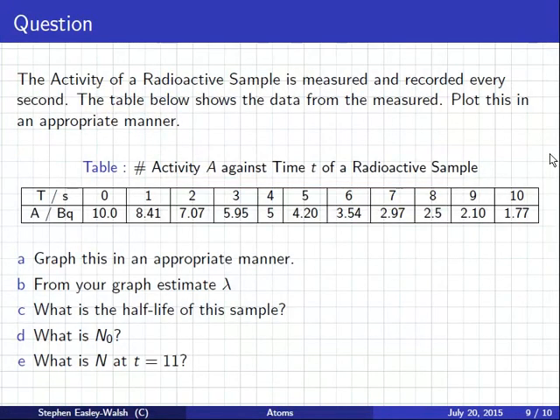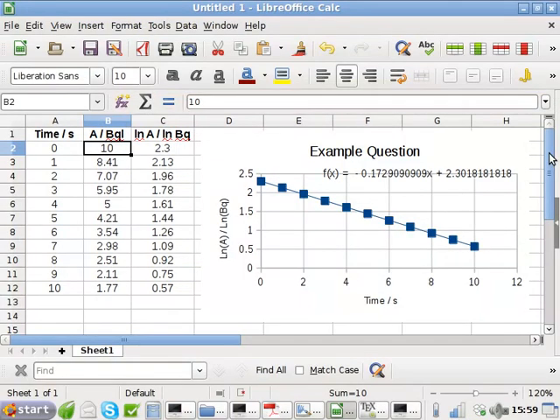What is the half-life? Okay, so what's the formula for half-life? T is equal to log 2 over lambda. And what's our lambda? 0.173. So the answer is 4 seconds. Is the half-life. Four seconds. Okay. And then next.